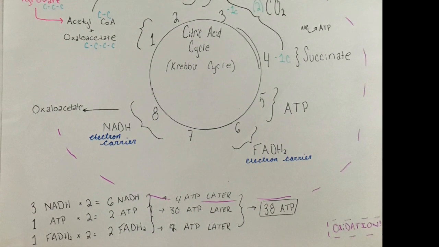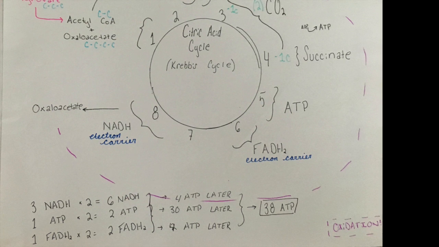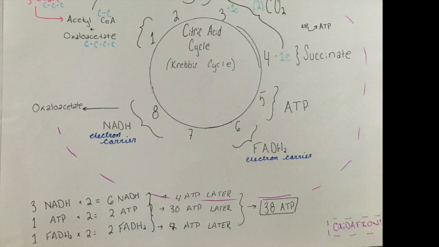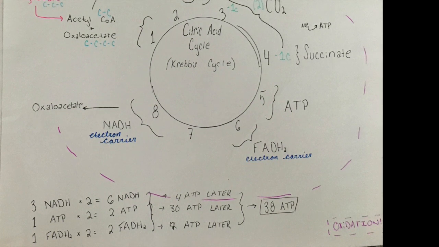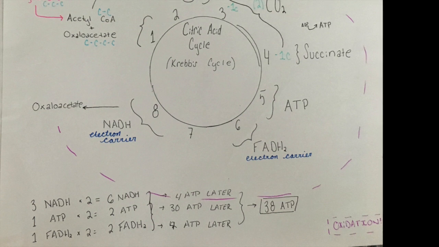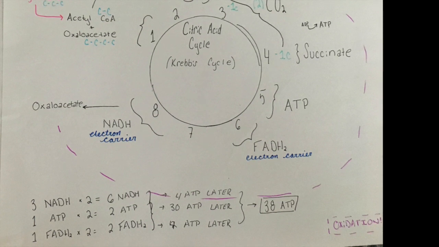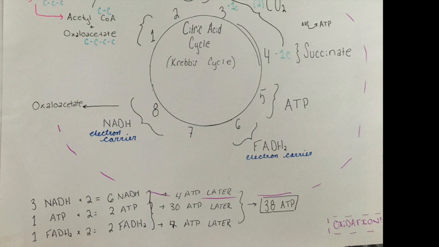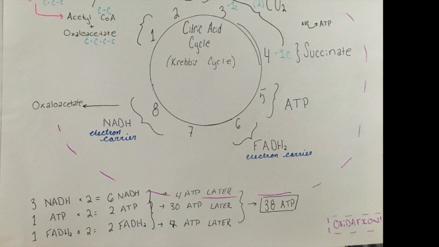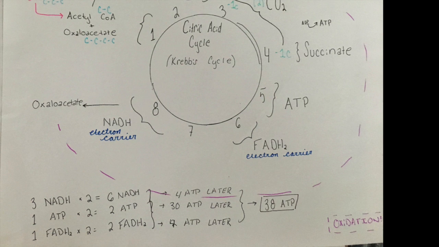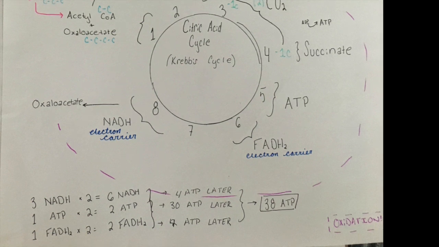In total, in a perfect cell that's producing at its maximum, 38 ATP can be said to come out of the Krebs cycle, or the citric acid cycle, because NADH and FADH2 will go on later in the electron transport chain, where most of the ATP is formed.